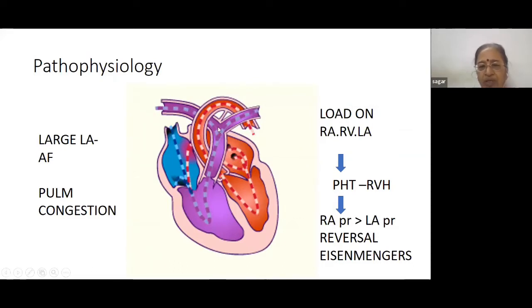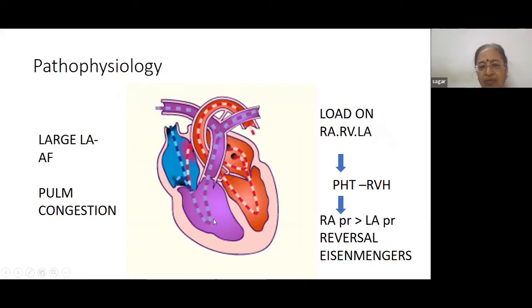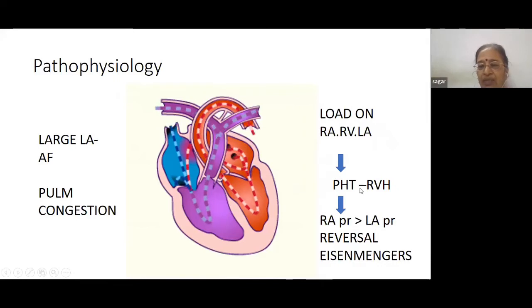But please remember, this blood from the pulmonary circulation has to come back to the LA. So there is a load on the left atrium, and some of the largest left atriums have been seen in ASD. So you must remember that RA, RV, pulmonary circulation, and LA, all of them are affected in an ASD. The only thing that's spared is the LV.